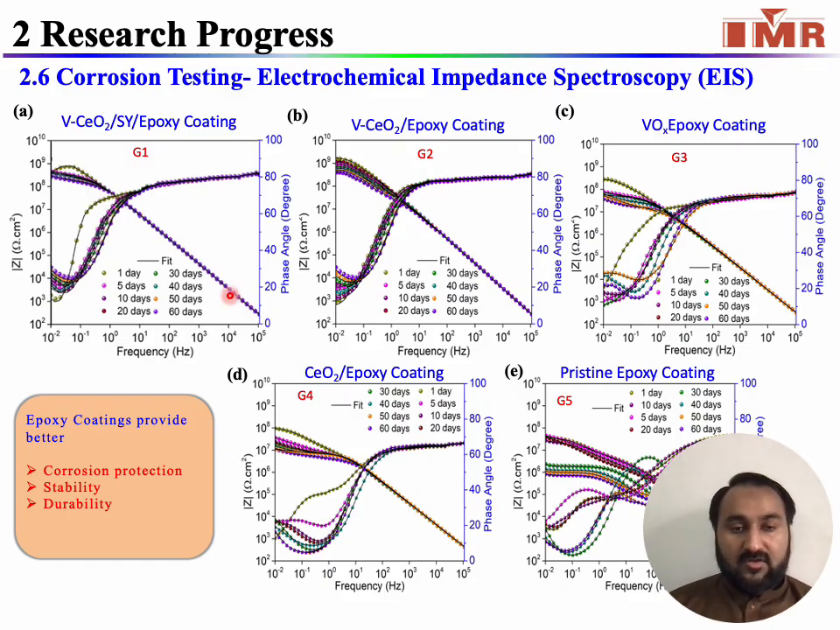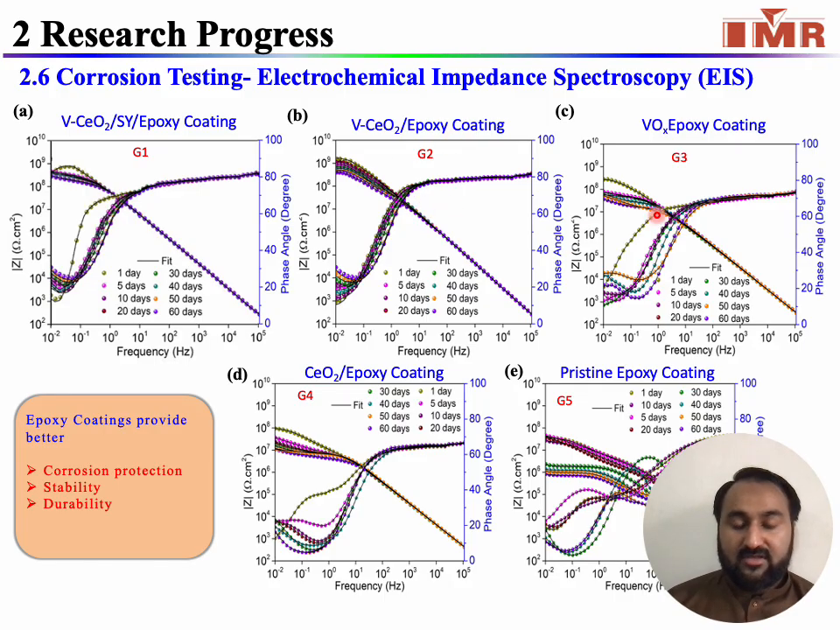So in the case of epoxy coatings, we also see the same results as in the acrylic coating. Here we can see that the epoxy coatings with the dye also show very good results and high impedance values, which shows that it has resistance against the corrosion. And the same as VOCO2, the epoxy coating without dye also shows the same results.